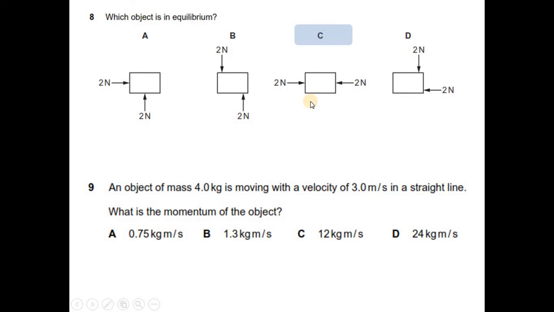An object of mass 4 kilogram is moving with a velocity of 3 meter per second in a straight line. What is the momentum of the object? A straightforward question. Momentum P is equal to mass into velocity. So 4 times 3 is 12 kilogram meter per second. Option is C.